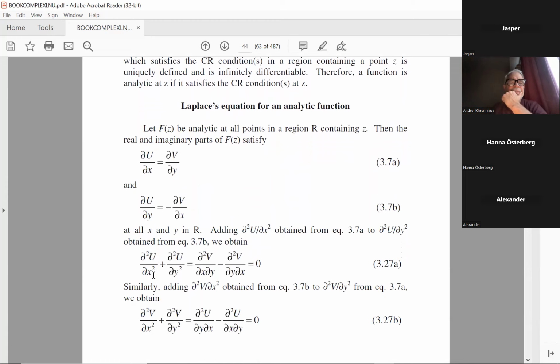This is important for those who work in applications. So, we have a function f. Let it be analytic in some region containing z. We consider its real part and imaginary part. We write this equation. This is the Cauchy-Riemann condition, and this is the Cauchy-Riemann condition. And then we differentiate a second time. So it would be the second derivative with respect to x. Here would be the second derivative of v, and here would be the derivative of v, dy dx.